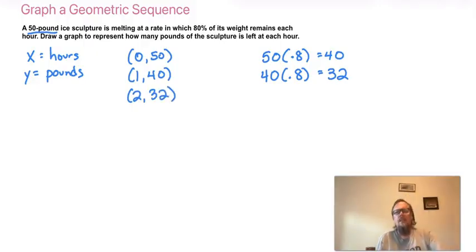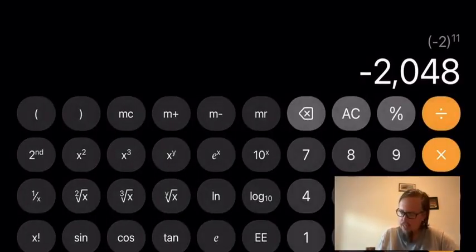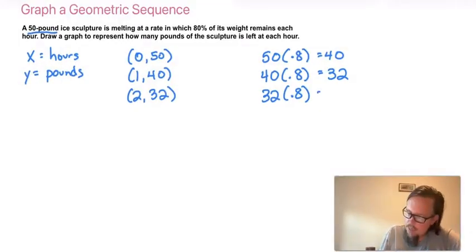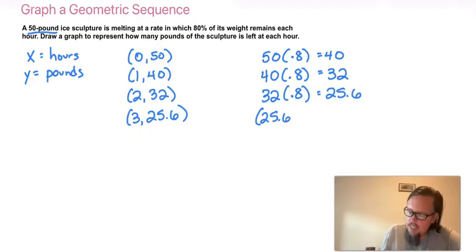And that is when I lose the ability to do this without a calculator. 32 times 0.8 is going to be a decimal of some kind. So let's go to our calculator and do 32 times 0.8, which is 25.6. So after 3 hours, we've got 25.6 pounds left. So 25.6 times 0.8 is going to give us our fourth point.